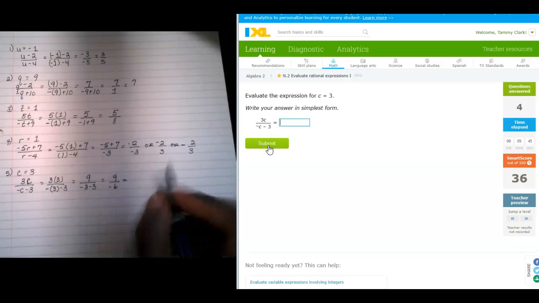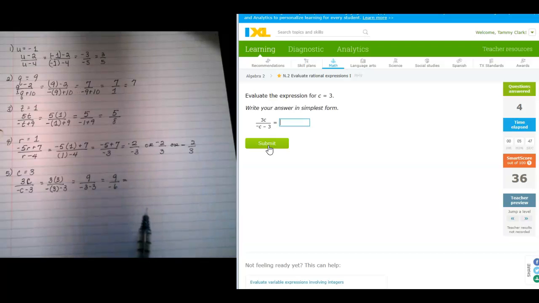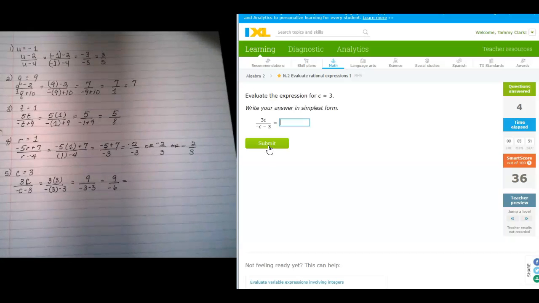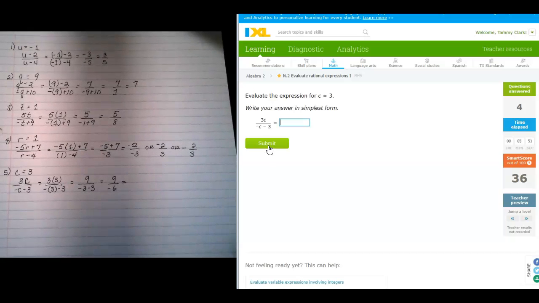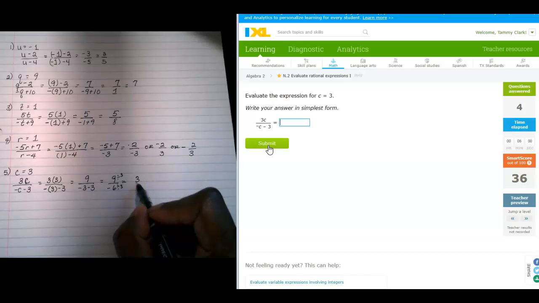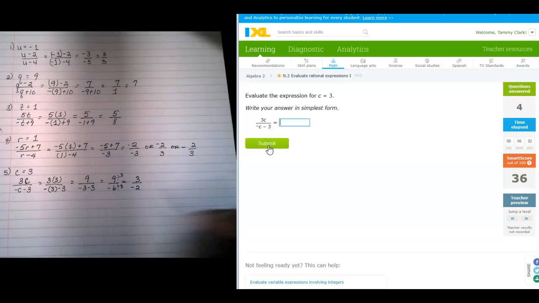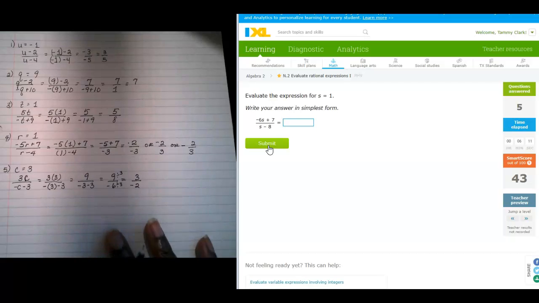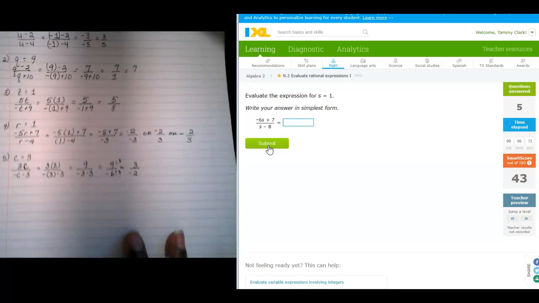Well, we have to simplify this. And we know that 3 goes into both 9 and 6 evenly without a remainder. So we are going to simply divide by 3, divide by 3. So we've got 3 over negative 2. Or I can just put negative 3 over 2. It's fine, doesn't matter. Let's go ahead and look at number 6.